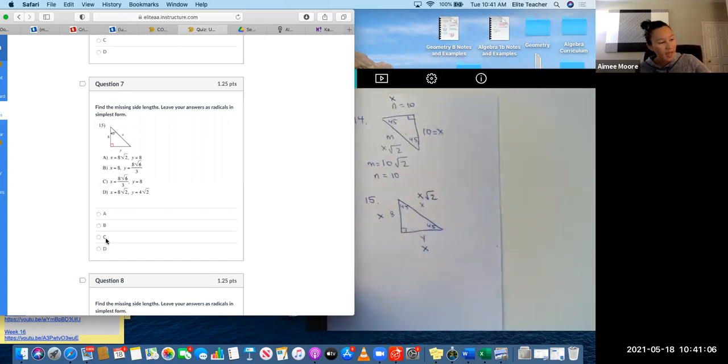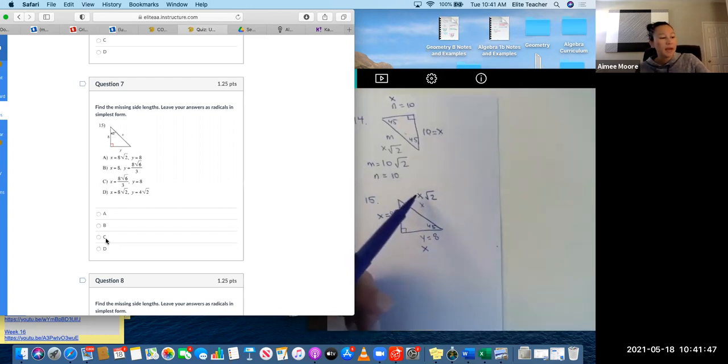Yep. Okay, good. So which side did they give us? They gave you the 8. Yep. Which just means this side is x, right? And this side they gave us was 8. So that means x equals 8. And then we said this side is just x. So what does that mean y is going to be? Y is x, which was 8. So that means y is 8.